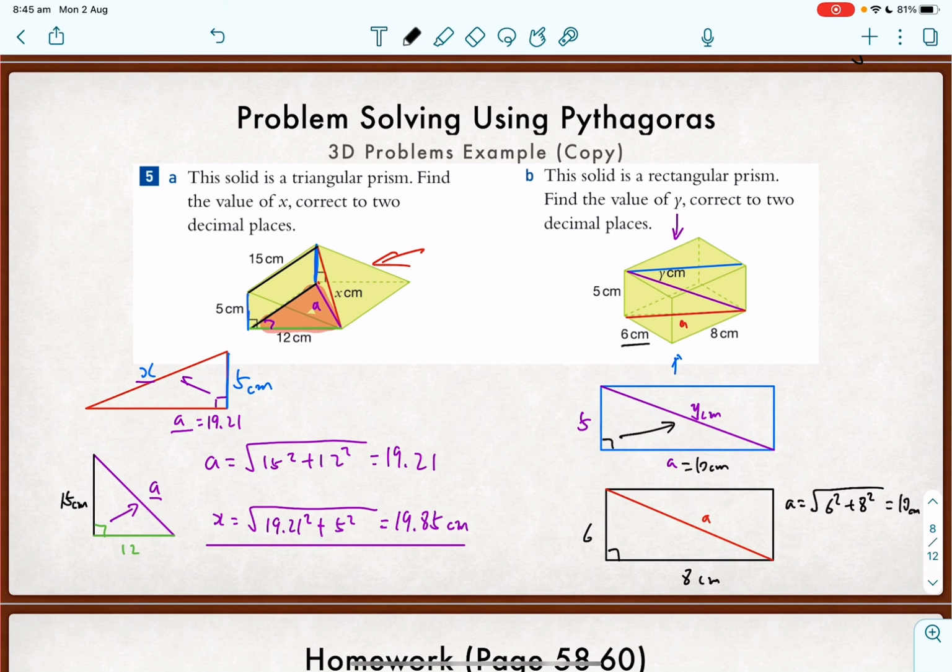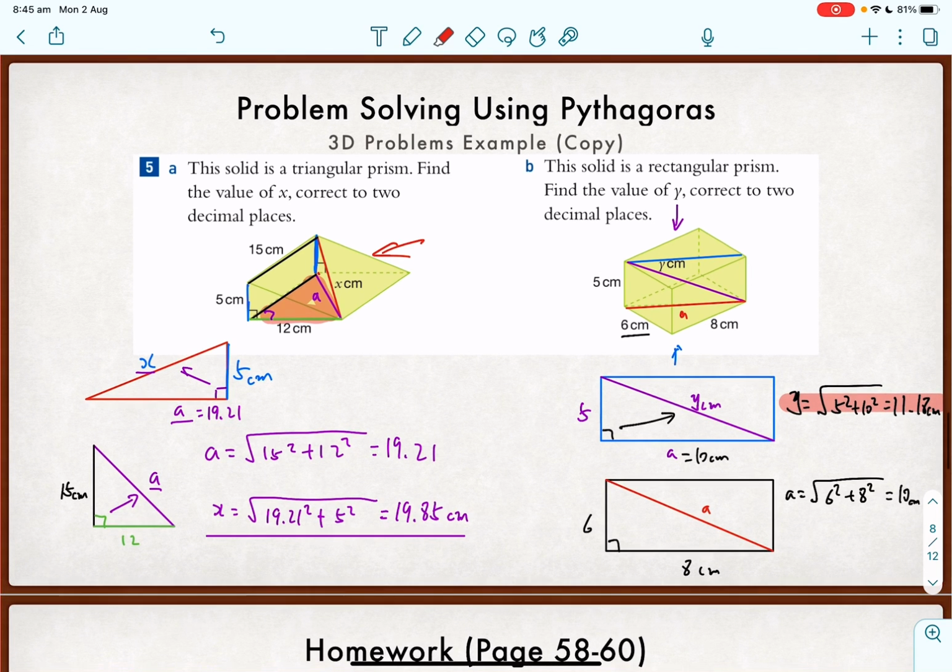So the opposite is unknown. y equals the square root of 5 square plus 10 square. That would be 11.18 centimeters. Okay, so that's your answer here. Right, so if you get this, you're doing really well in Pythagoras.